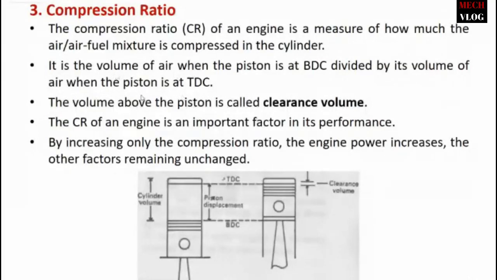Compression ratio is the volume of air when the piston is at bottom dead center divided by the volume of air when the piston is at top dead center. The volume above the piston is called clearance volume. The compression ratio of an engine is an important factor in its performance. By increasing only the compression ratio, the engine power increases and the other factors remain unchanged.